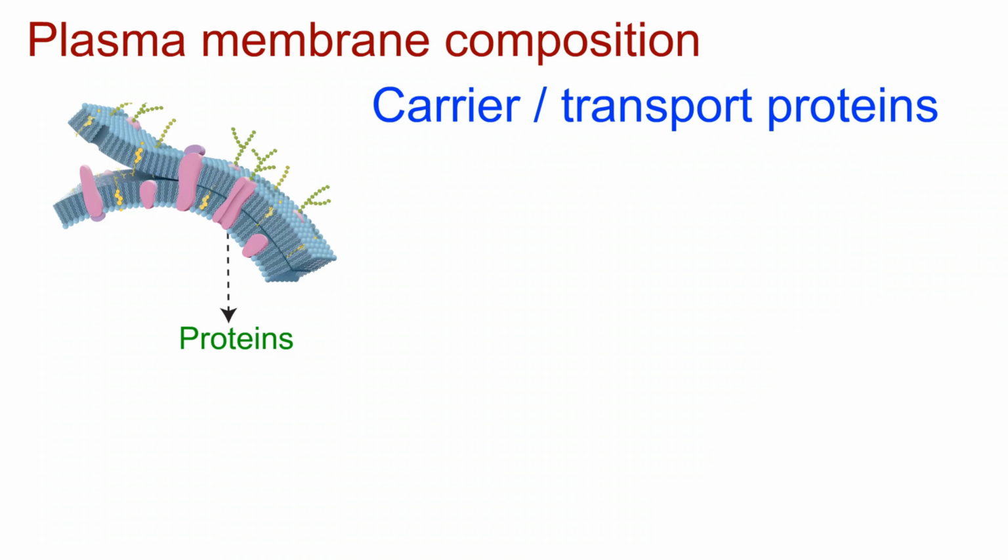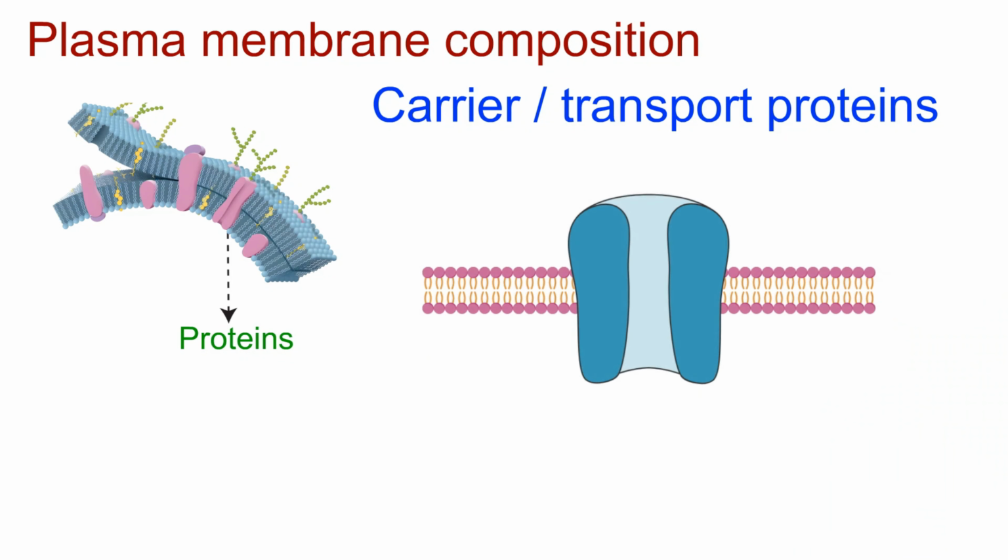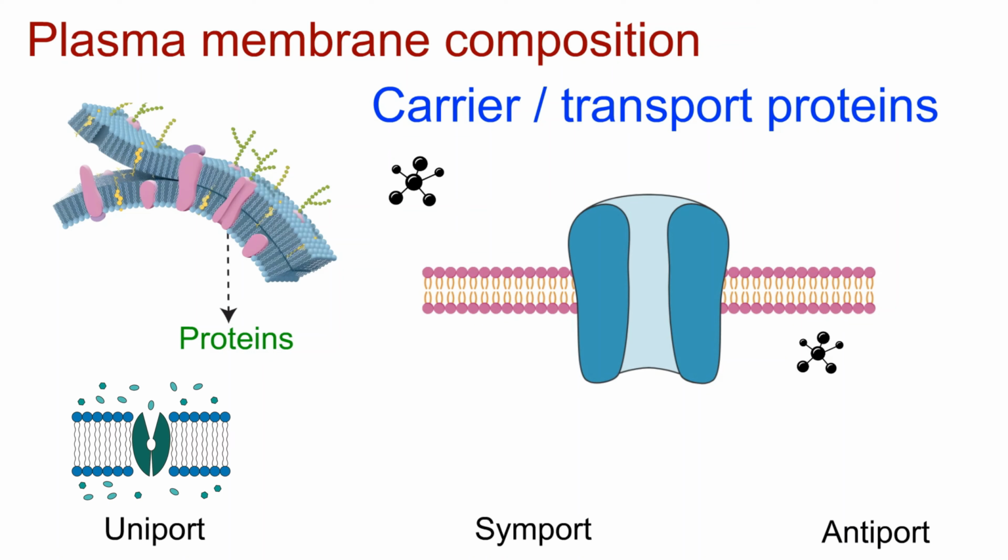Second, carrier or transport proteins help move larger or charged molecules that cannot diffuse directly through the lipid layer. Depending on how they transport materials, they work in three different ways. Uniport moves a single type of molecule in one direction. For example, a glucose uniporter helps carry glucose into the cell.